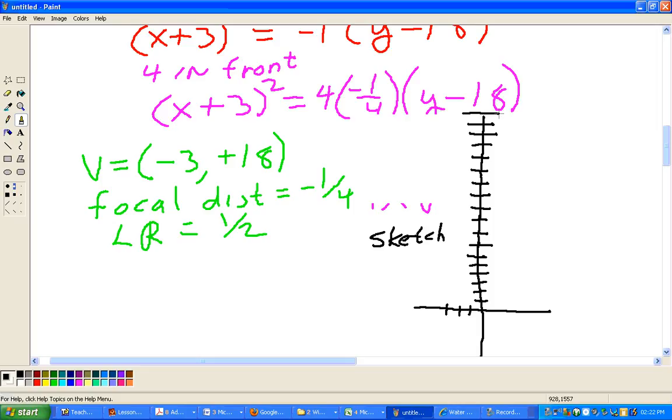So my vertex is here. And I will come back and label him. My focal point is 1/4 of the way down. Little touch there, hardly see it. This distance is double like that.